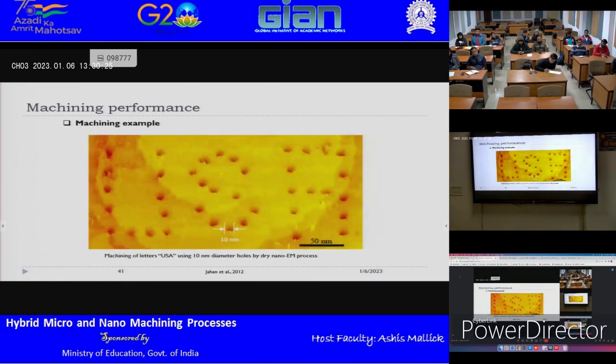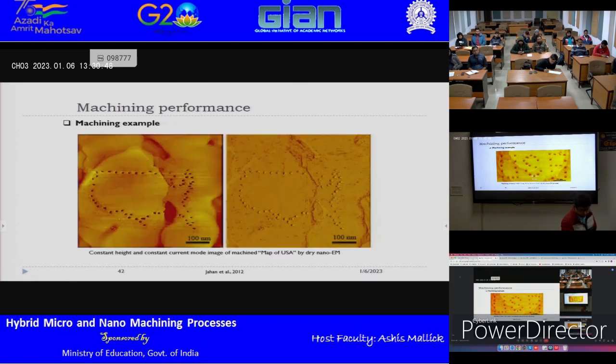So now we tried the capability, right? If we can machine NSF, then why not try to machine some other things? So this is USA. We tried to machine. Again, you see the grain boundaries, and machining is happening in each of the grains and grain boundaries. So this is USA we have written.